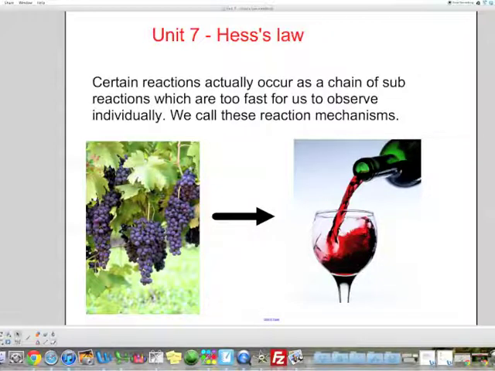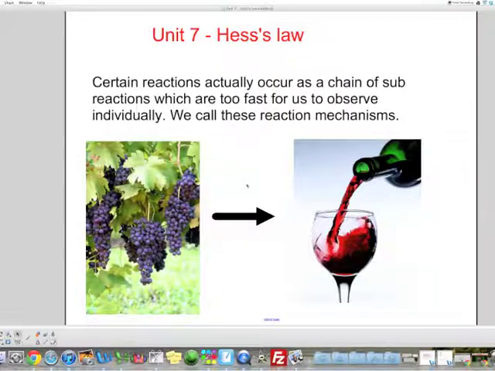We have grapes on the left-hand side, and we have the finished product on the right-hand side, the wine. Obviously, it takes a very long time to go from the fruit itself to the drink. There are many steps in between, and those steps can be very slow. It can take a very long time. So Hess's law basically analyzes the whole process as a whole, not only the individual steps. So it will do both.